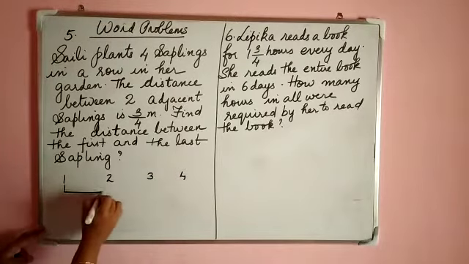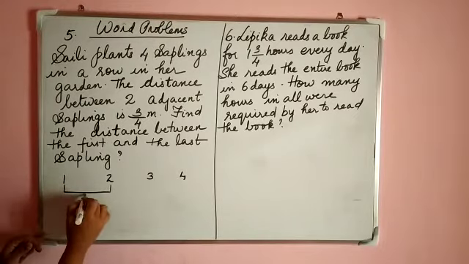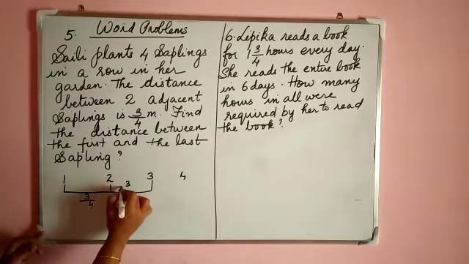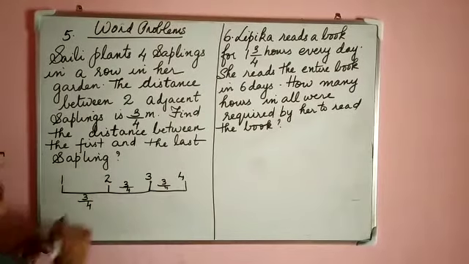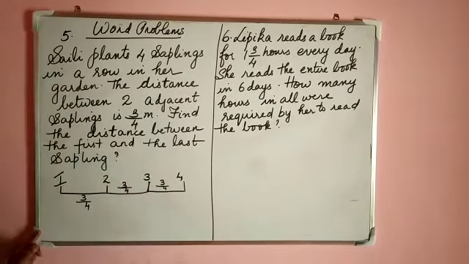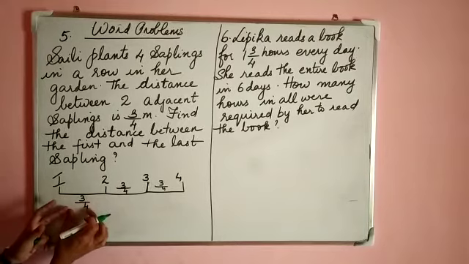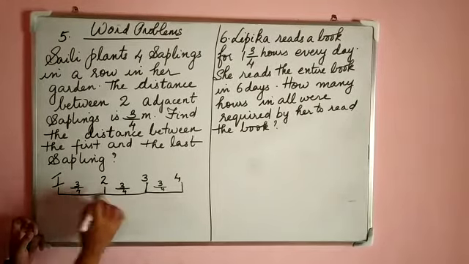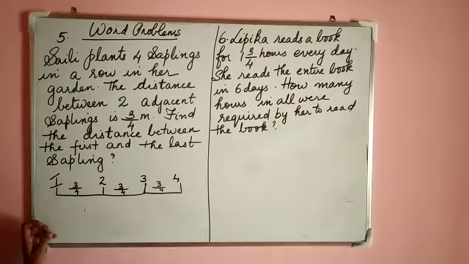And the distance between two adjacent, means nearby, plants is 3 by 4. Distance between this is 3 by 4. Distance between this is 3 by 4. So this is the first baby plant, the second, third and fourth. Between two baby plants, the gap is 3 by 4 meter. So everywhere it is 3 by 4. So how many 3 by 4? Yes, 3 3 by 4.